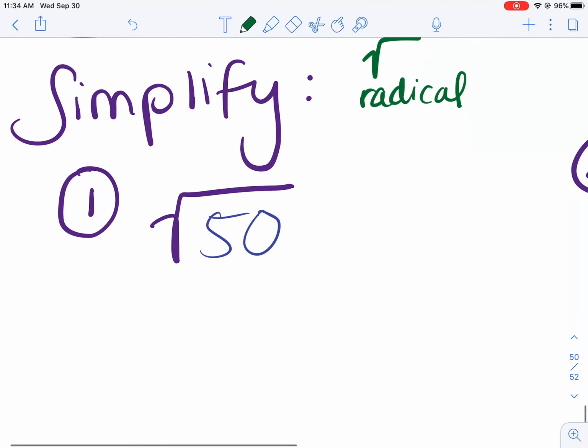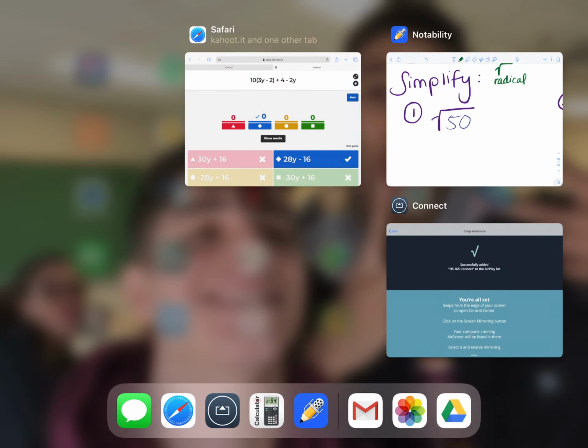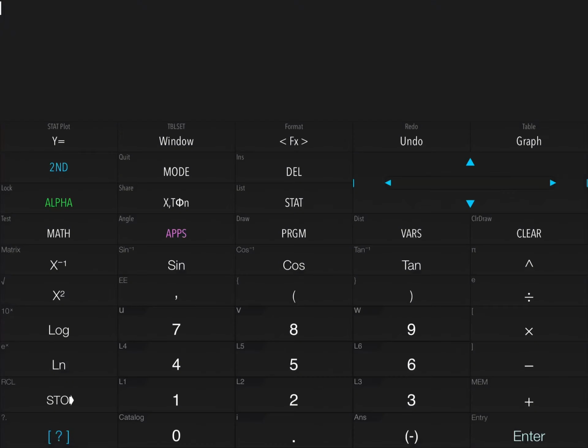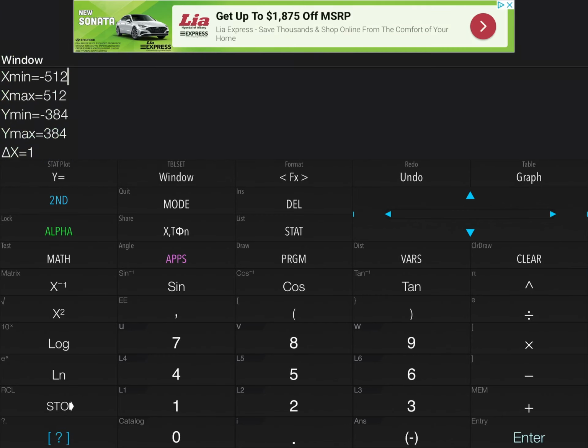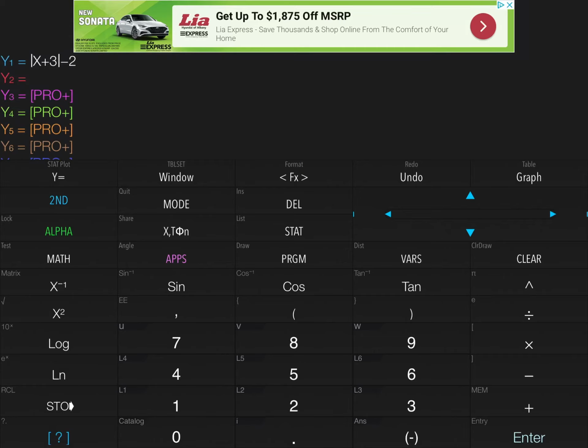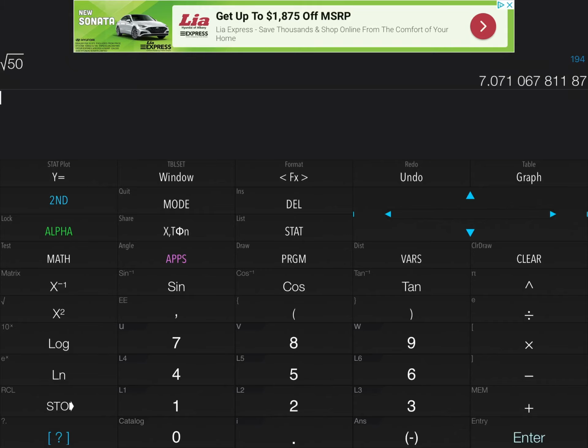Our first step is we're going to punch this into our calculator. Oh, I thought I had my calculator up. There it is. Okay, let me get out of this. Clear. Second quit. Sorry guys, second quit always works. And we're just going to look to see, is the square root of 50 a nice number? So if I look at this, square root of 50, definitely not a nice number. So this is not going to be a perfect square.